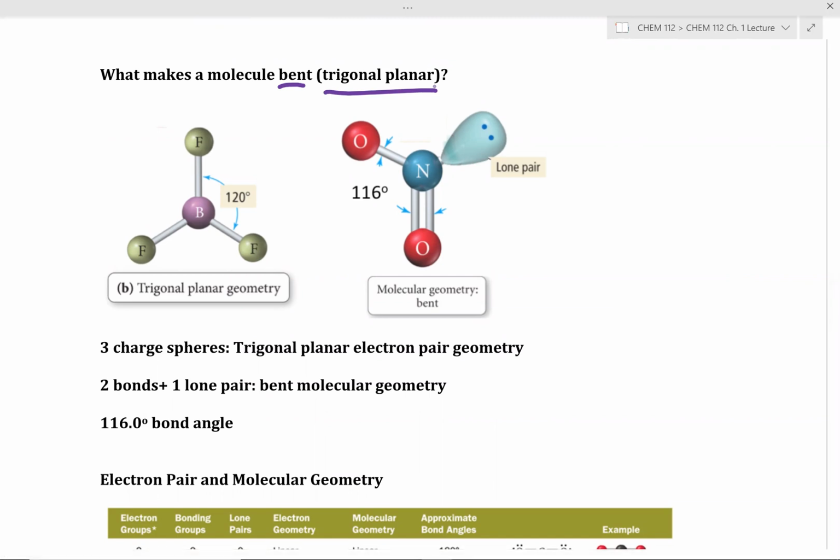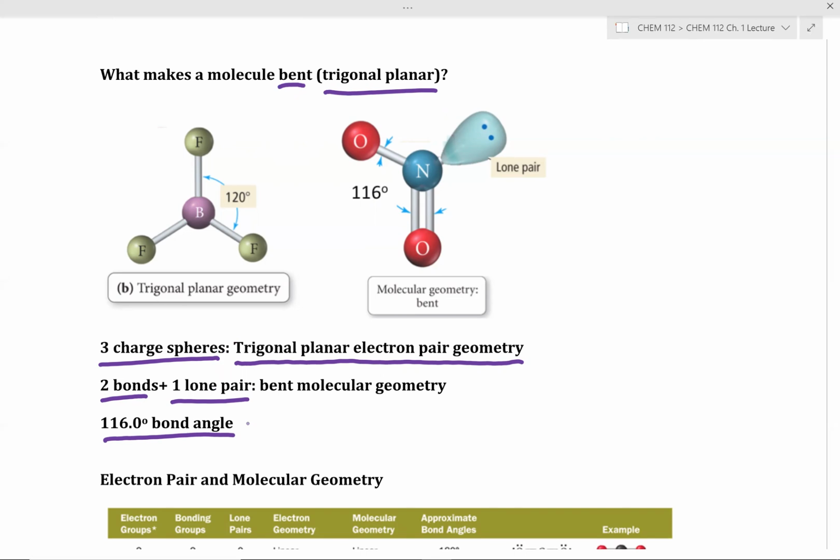So in this case, it's a derivative, of course, of the trigonal planar electron pair geometry, where we have 3 charged spheres. And in this molecular geometry, we have 2 bonds and 1 lone pair. And this lone pair has a dramatic effect on our bond angles, leading to a 116 degree bond angle. Anytime you have a lone pair, it pushes our bonds closer together, leading to a distorted bond angle.